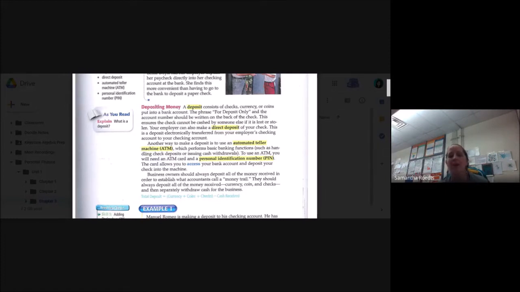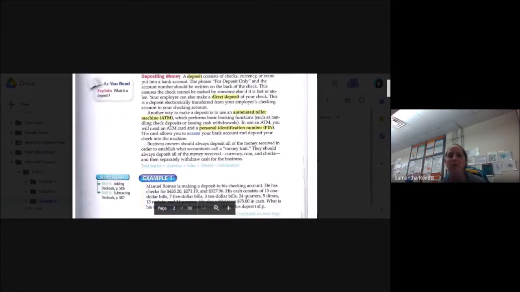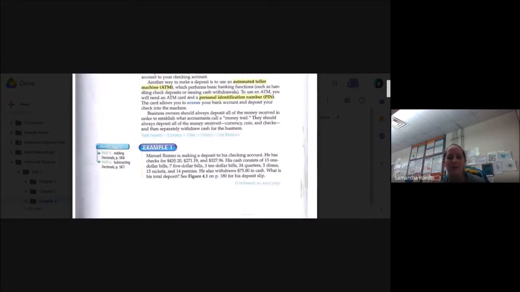Business owners should always deposit all the money received in order to establish what accountants call a money trail. They should always deposit all the money received, currency, coins, and checks, and then separately withdraw cash for their business. So your total deposit equals your currency plus your coins plus your checks minus your cash received.